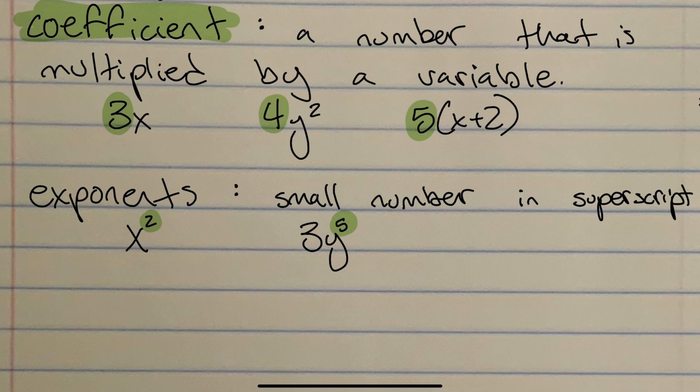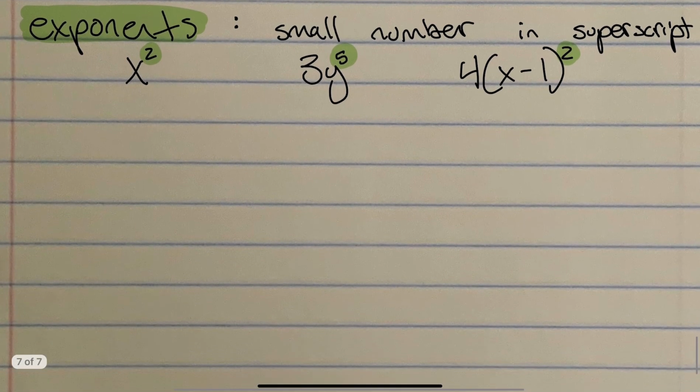Or we could do 4x minus 1, and we'll say that's squared. That little squared would be our exponent. So that's our next word. All right, move right along. Let's go to our next word here. This one's going to be new to us.